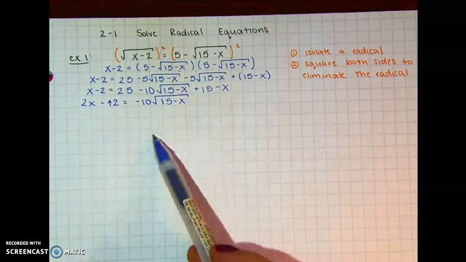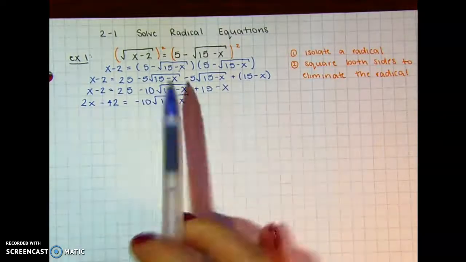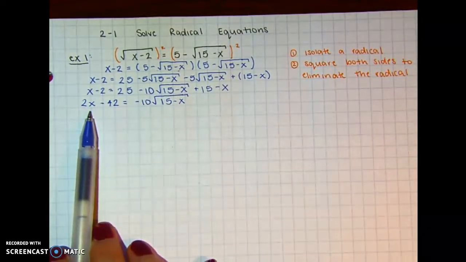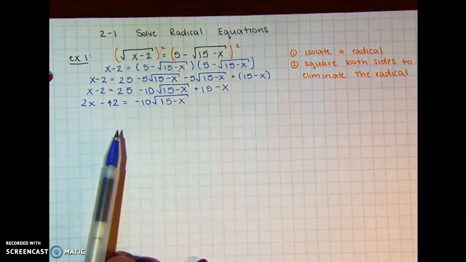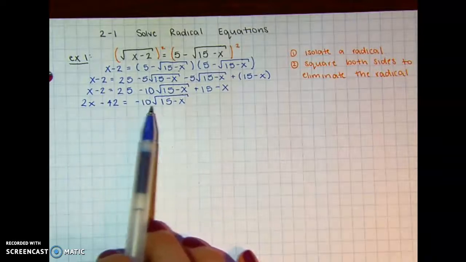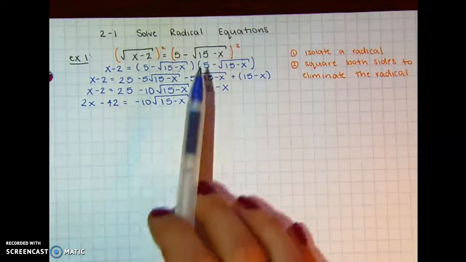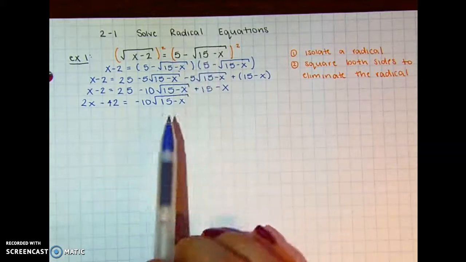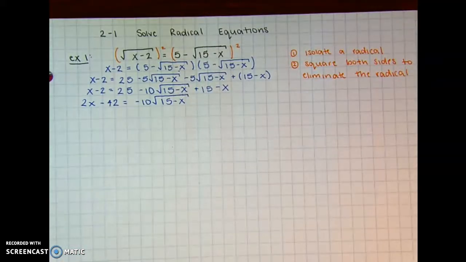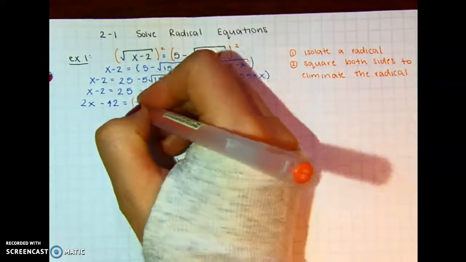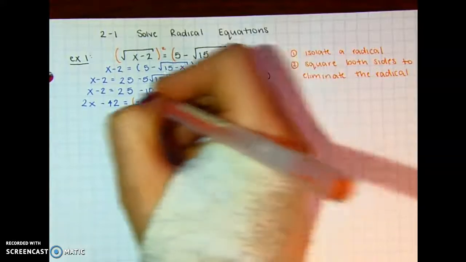Now, at this point, you could do a couple things. You could either isolate it completely and divide by the negative 10, but you'll end up with fractions. But because this is being multiplied, you could just square this whole side. Because it's being multiplied, you're not going to have to double distribute because it's all just one term. So I'm just going to, from here, square both sides.